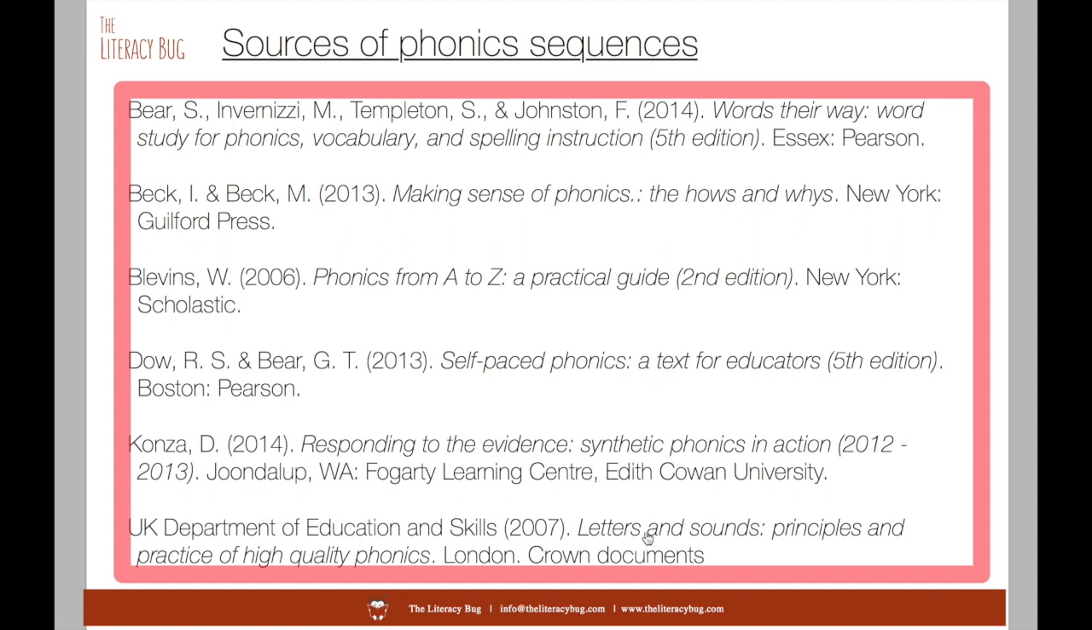It's a full phonics curriculum, but as I said, the Words Their Way is a really good and highly thought of resource. And the Beck and Beck Making Sense of Phonics actually has a really good assessment tool in the appendices that allows a learner, or allows a teacher, to understand what patterns a child has mastered and is able to read, and what they still need to develop and learn.